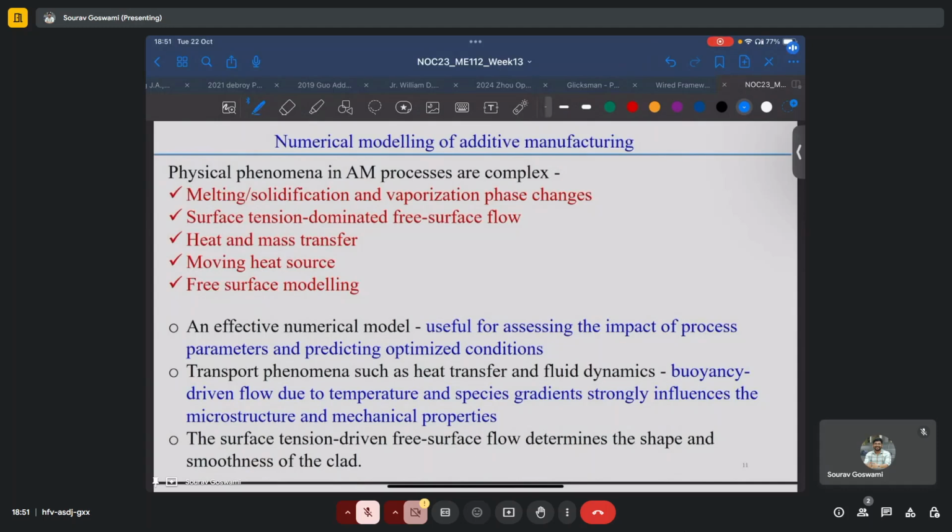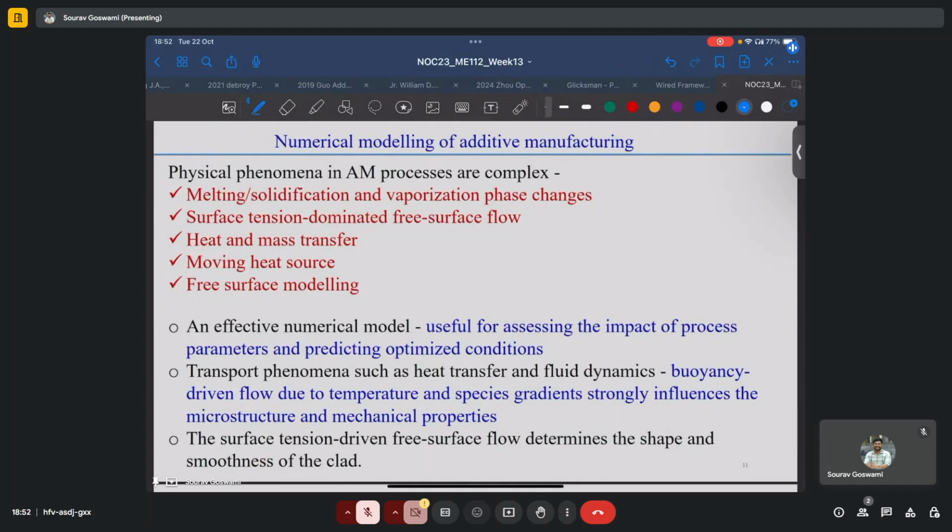The various physical phenomena that occur rather simultaneously in any AM process are melting, solidification, vaporization, and phase changes. So material is deposited by melting. This molten material later solidifies based on the cooling rates, based on the surrounding conditions. The solidification microstructure will differ. Also, if the temperatures reach sufficiently high, there can be vaporization, and this selective vaporization is often responsible for the change of alloy composition in the deposited part compared to the nominal alloy composition that was present in the feedstock.